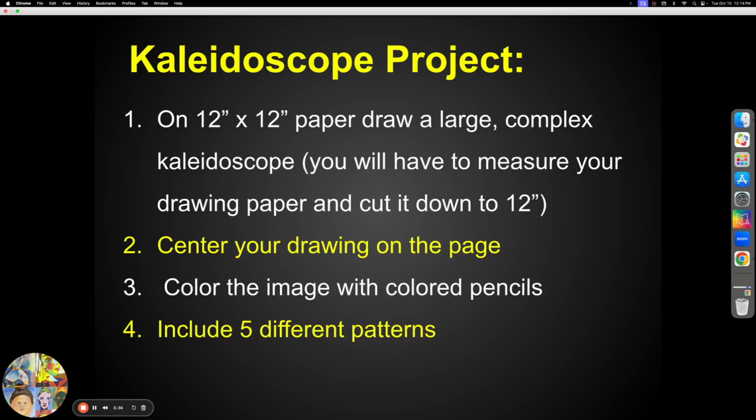So for our project, you're going to use 12-inch by 12-inch drawing paper, and you're going to draw a complex kaleidoscope. Now, about the paper, that size doesn't exist anywhere yet, so you're going to have to take your drawing paper, measure it, and cut it down to 12 inches by 12 inches. You're going to center your drawing on the page, and then you're going to color it, and you're also going to include 5 different patterns.